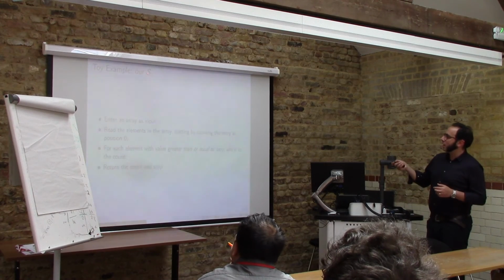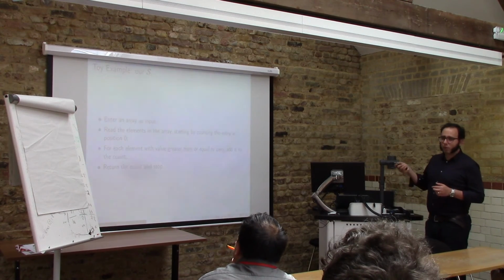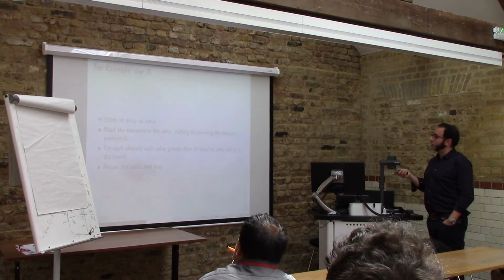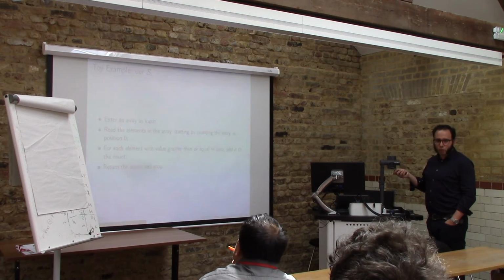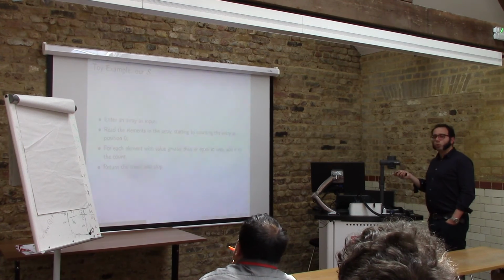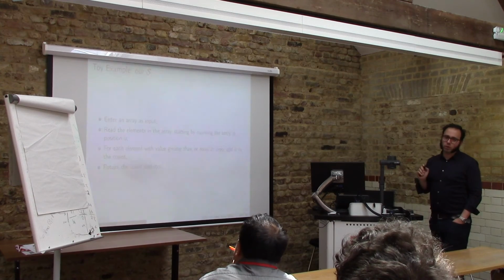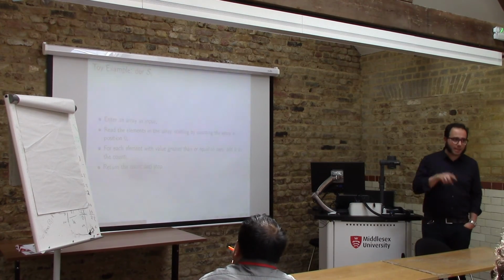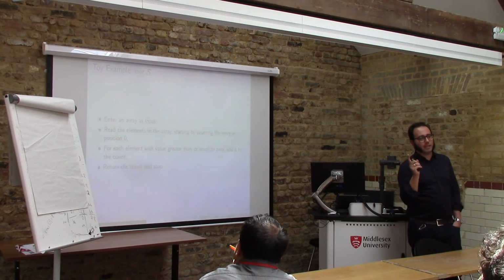So this is now SI, math call SI. It takes an array as input and reads the elements in the array, starting by counting the entry at position 0, which matches with SM. For each element with value greater than or equal to 0, add it to the count. So this is the predicate that is satisfied by SI but was not satisfied by SM.